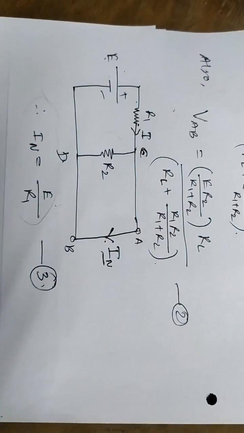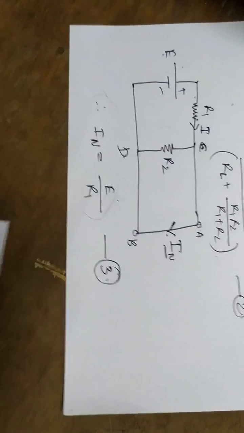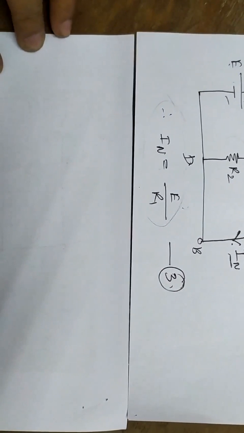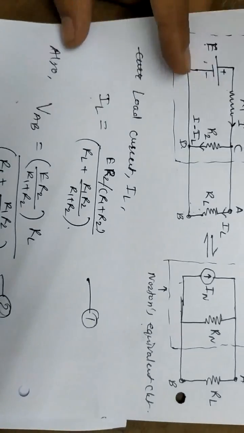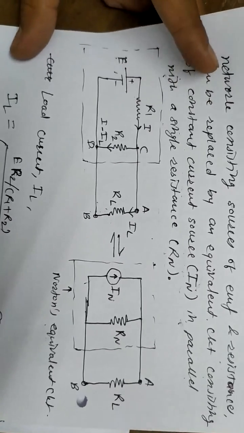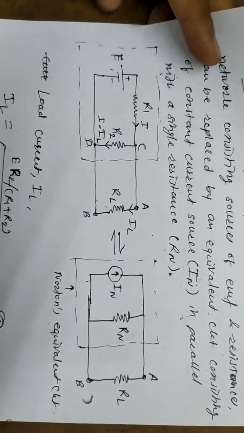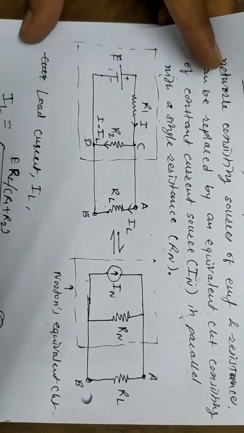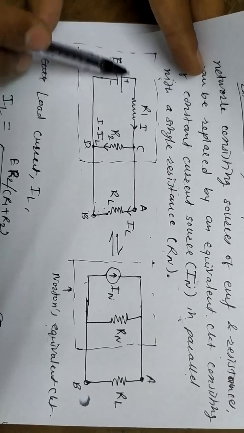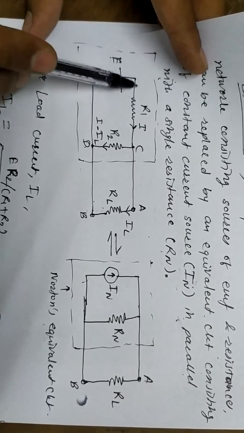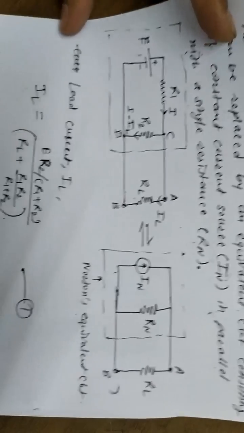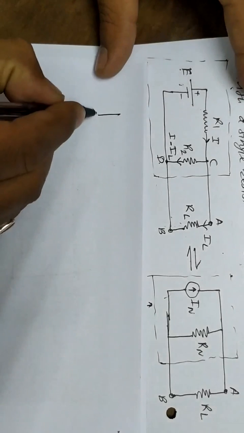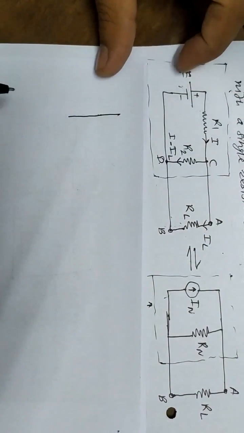Now we have to find out the equivalent resistance RN. To find out the equivalent resistance RN, as we have seen in Thevenin's theorem, the same procedure we have to adopt here. Remove the battery and replace that battery with its internal resistance. Now here the internal resistance is not given. It means that the internal resistance of this battery is 0. Therefore, remove the battery in this circuit.